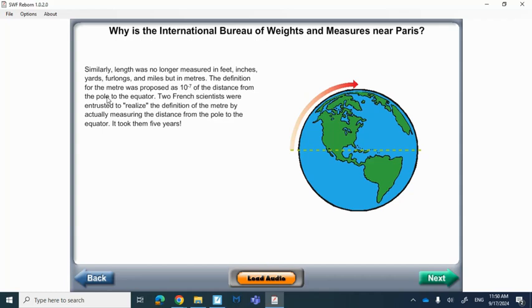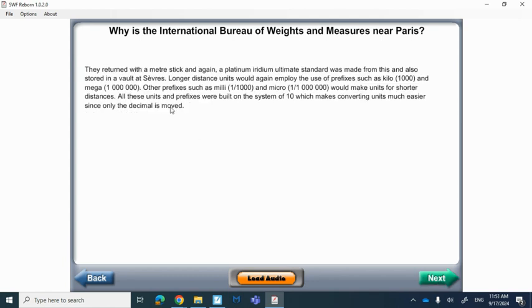But then they went beyond that. They actually sent 2 French scientists to measure the distance from the equator to the North Pole. It took them about 5 years to do this. Then they took that and divided it into a whole bunch of pieces: 10 to the -7. Take that distance, divide it by 10, 7 times, and that's the meter. I don't know why they went to that length, but that's apparently where the original length of a meter was established. They returned with a meter stick, and they made a platinum iridium standard of it, and so on.